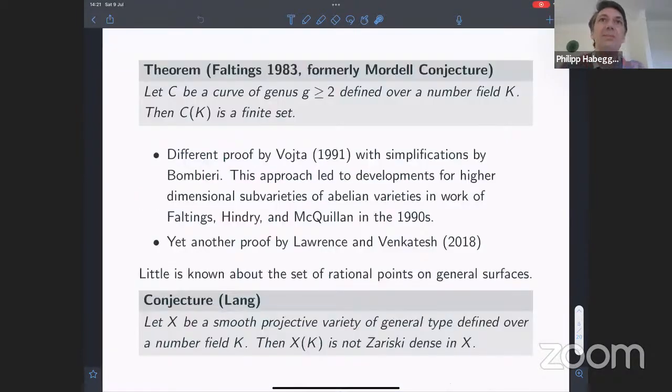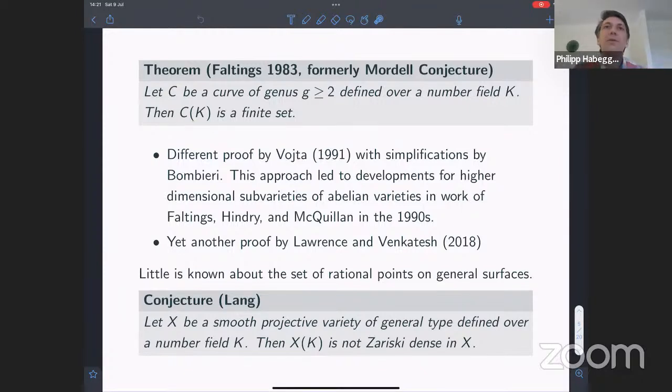So what happens in genus beyond 1? And this is the Mordell conjecture, proved by Gerd Faltings in 1983, that says, well, in genus at least 2, if your curve is defined over Q, or more generally over a finite extension of Q, a number field K, then the set of solutions is finite. So C(K) is a finite set. That's the conclusion of the theory.